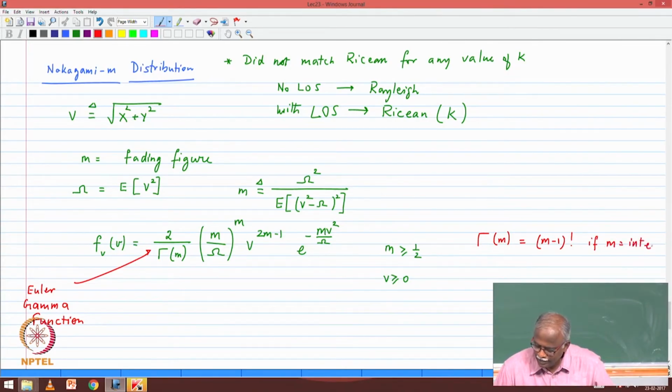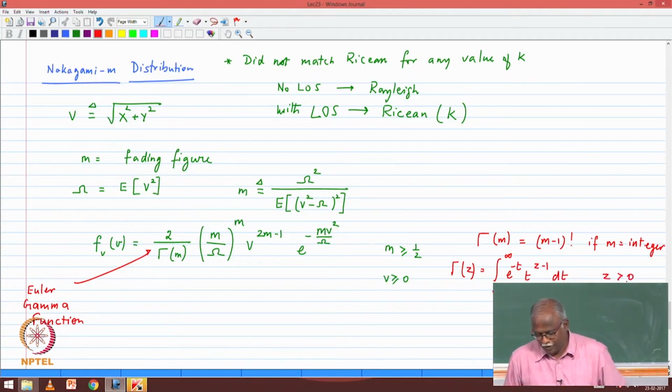It's also defined for non-integer values, so we have to be a little bit careful when they are non-integers, but most of the times we will try to find integer values. But if it is non-integer, it's good for us to know the definition. Gamma of z is given as an integral from 0 to infinity of e^(-t) t^(z-1) dt, for z greater than 0.